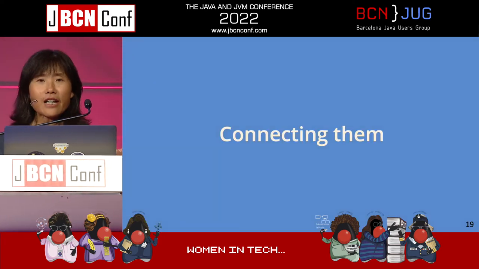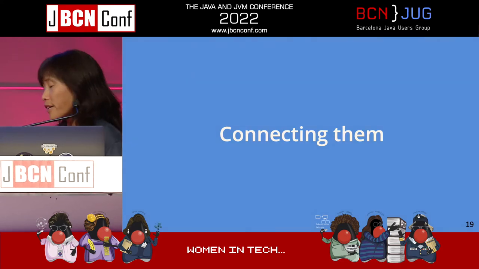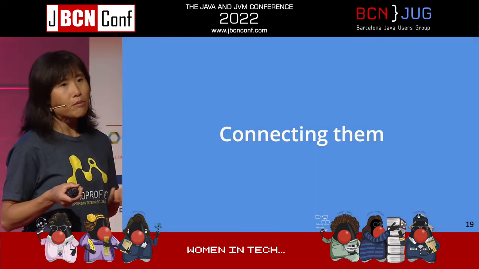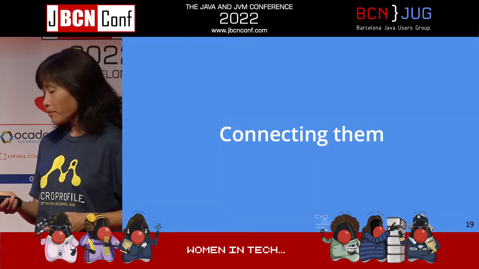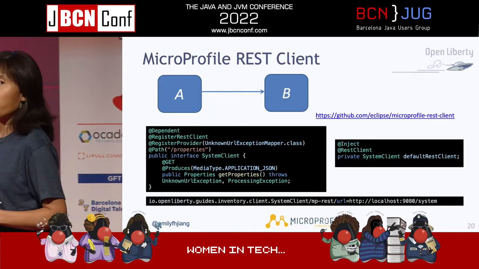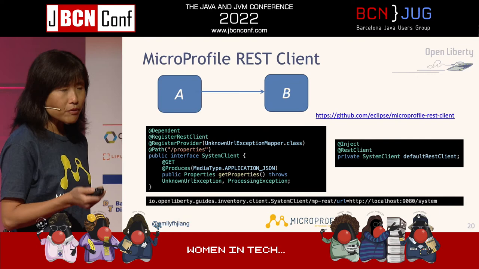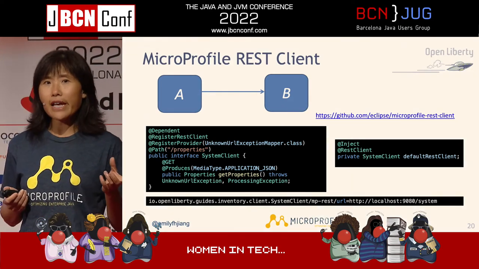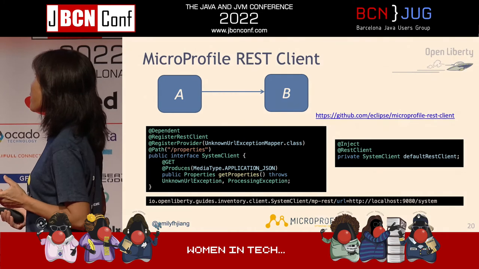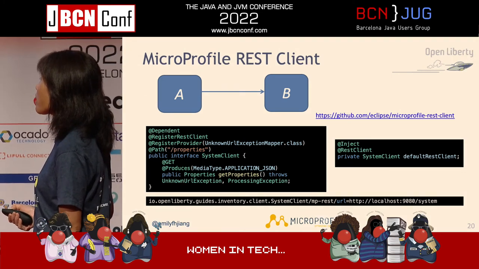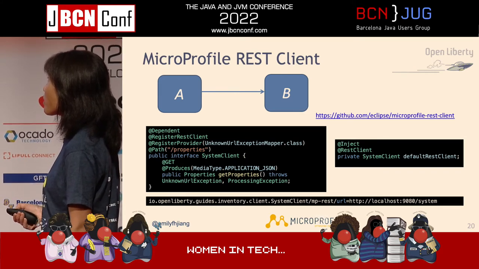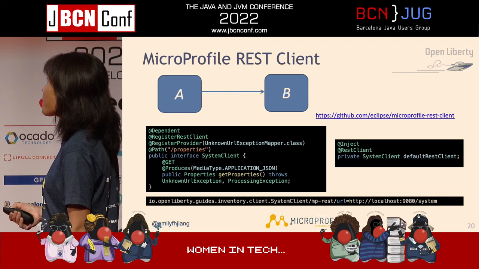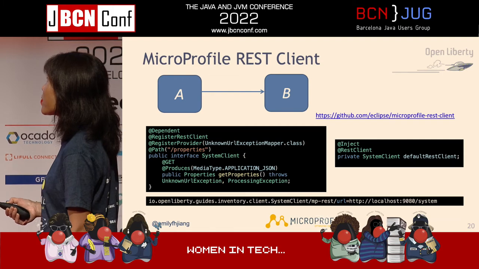So next, this is one cloud native application. Basically, you will need multiple cloud native applications, and the second thing is how you can connect them. You will use the MicroProfile REST Client, which is also a type-safe client. For example, you want to call the backend. The backend has an interface like getProperties, which is a GET operation. And then in service A, you directly create this interface, SystemClient, and just annotate it with @RegisterRestClient.